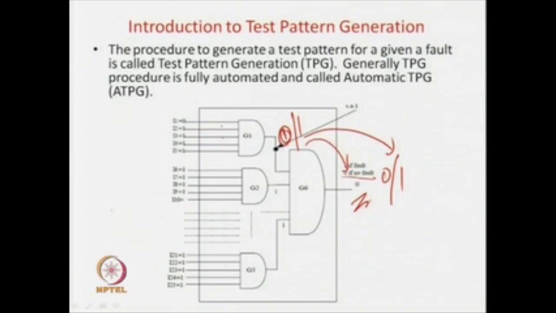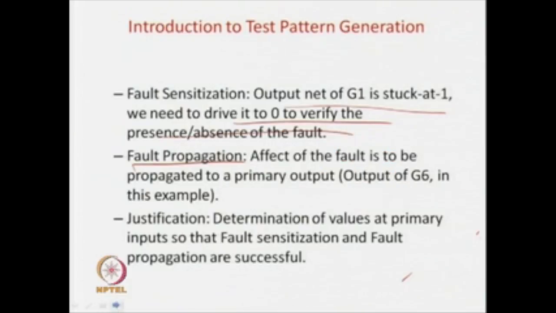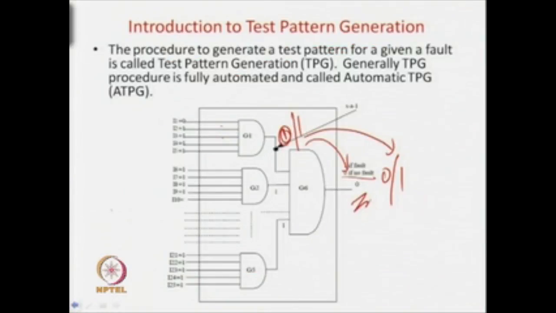Now, you have to justify that. What do you mean by justification? It means determination of values at primary inputs, so that fault sensitization and fault propagation are successful. Let us see what it means. Again, as I told you, you do not have any multiplexer arrangement here, so indirectly you cannot control these lines. To have this fault value propagated from this point to this point, you cannot go for any additional control here. Whatever control you have to do at these lines, you have to do only from the primary inputs. So, structural testing with a fault model is nothing but controlling through the primary inputs and observing through the primary outputs.